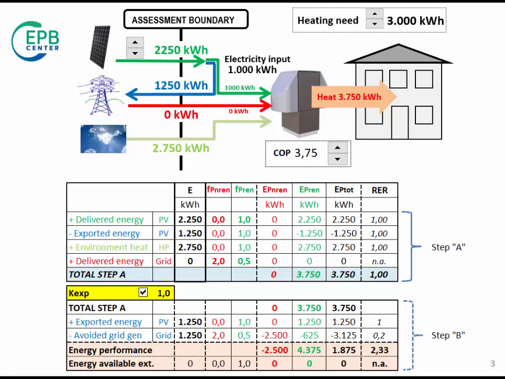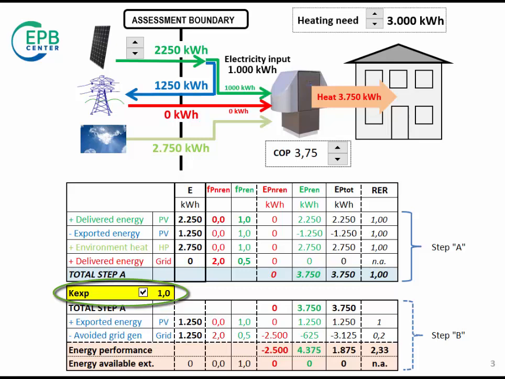This difference can be interpreted also as the profit of exporting energy. In fact, the exported energy has a cost of producing it using PV and produces a revenue, that is avoiding generation by the grid. And the difference between the two is a benefit, which is precisely what is explicitly calculated in step B and then multiplied by K exported. K exported equals 1, that is step B, includes the benefit of exporting energy into the energy performance of the building.